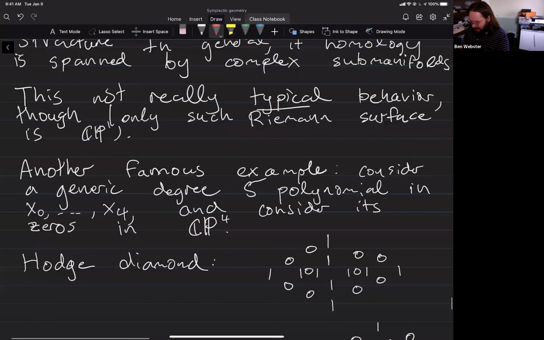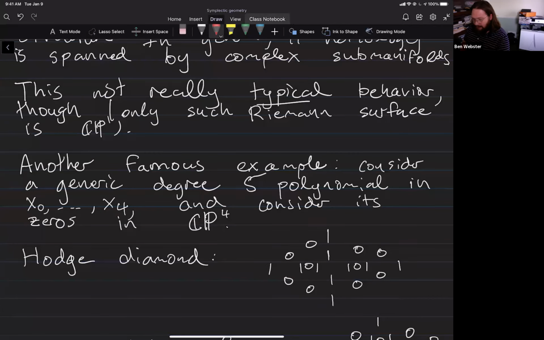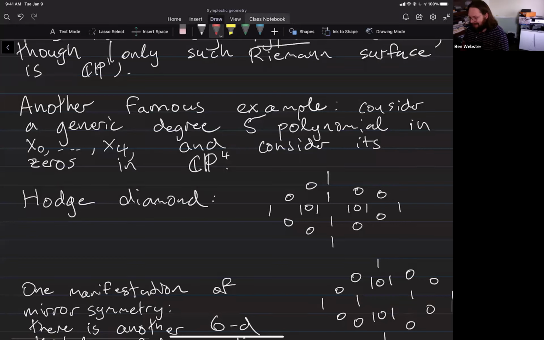One variety I'm sure we'll talk a little bit about later is this: I look inside CP4 and I look at a generic degree 5 polynomial on CP4 and consider it equal to 0. So this is a hypersurface in CP4. It's real 6-dimensional, complex 3-dimensional. If I pick a generic polynomial, the Hodge diamond has this kind of strange structure of, well, it's all ones down this main middle column. That looks pretty reasonable. I have zeros here, zeros here. I have ones out at the far edges.